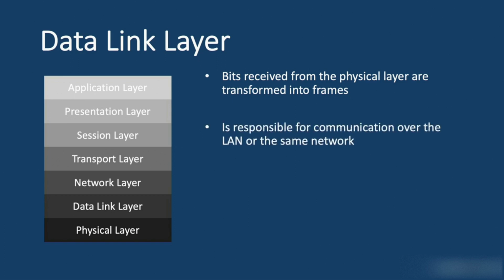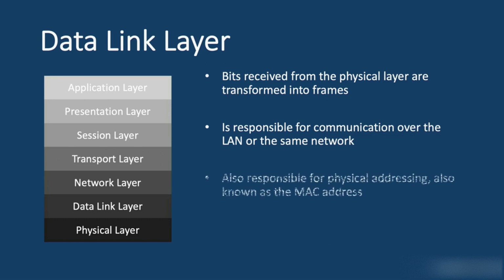The data link layer is responsible for communication over the local area network, also known as LAN, or the same network. You'll hear network administrators say, this is a layer 2 traffic. That means it is traffic destined for the same network and it is handled by the data link layer. The data link layer is also responsible for physical addressing of devices. So every network device will have a physical address which is burned onto the chip, and that's known as the MAC address. That is a function of the data link layer.